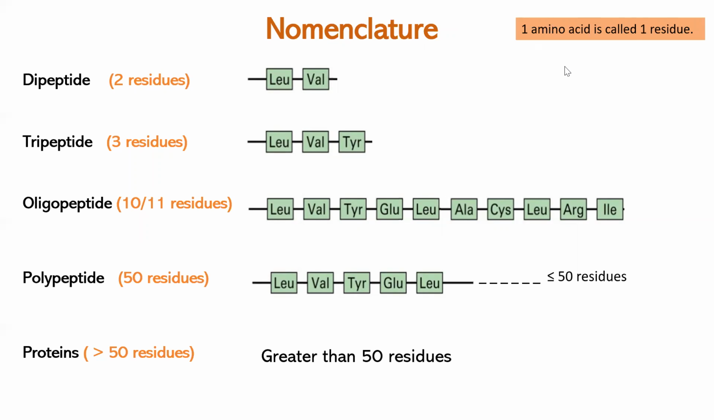So one amino acid is called one residue. It's a really important point. If you look on the top right corner, one amino acid is called one residue, because they may say this one has 50 residues. Suddenly we're talking about residues now. So that's just an interchangeable word. When you start working in a lab, you use some scientific or technical jargon, and that's one of them.